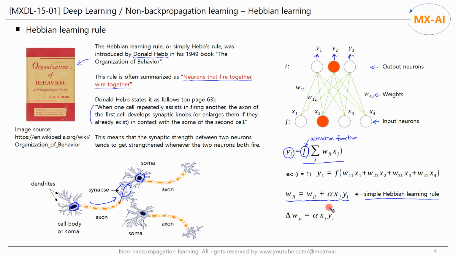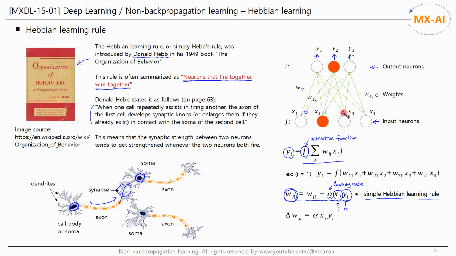Instead of using gradient descent, W is updated by multiplying the activations of the input layer by the activations of the output layer. Alpha is the learning rate. If both x and y are 1, W increases by alpha. However, if either x or y is 0, W is not updated. This is what is meant by neurons that fire together, wire together.